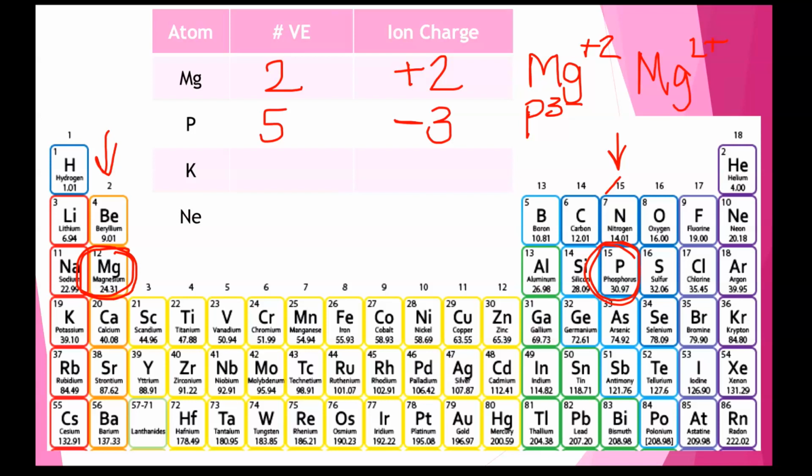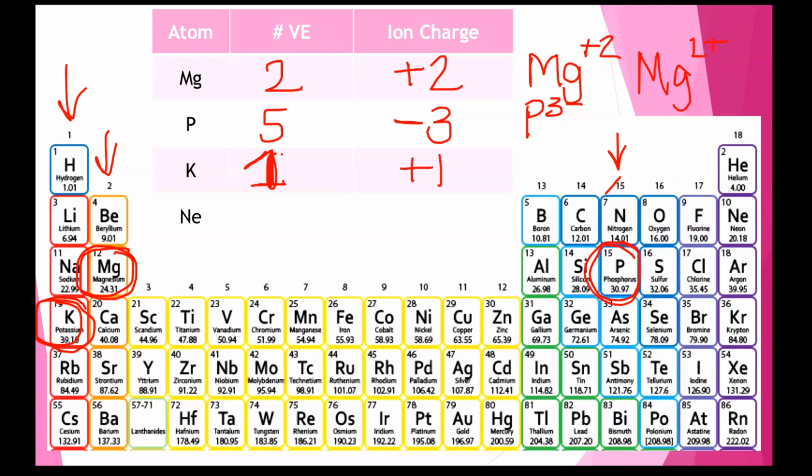Next we have potassium, capital K, which is atomic number 19 in group 1 of the periodic table. So we know that we're going to have 1 valence electron, and clearly it's much easier just to lose 1 valence electron than it is to gain 7. So if we lose one electron, that's going to leave us with a +1 charge.